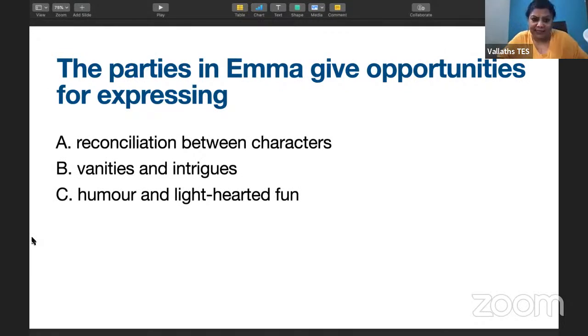The parties in Emma give opportunities for expressing what? There are many parties in Emma, four or five. These give opportunities for what? Is it reconciliation between characters? Is it vanities and intrigues? Is it humor and light-hearted fun?